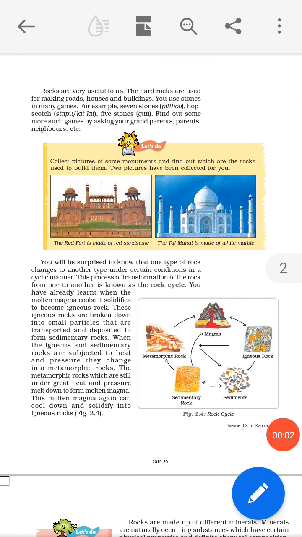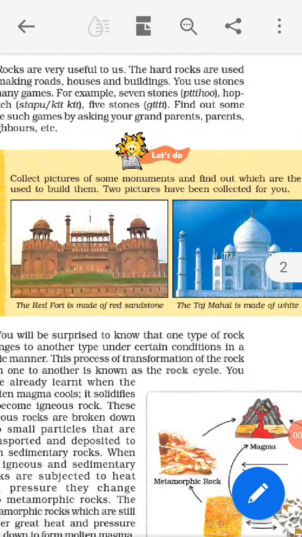Now students, see page number 9. I am reading this paragraph. This one.